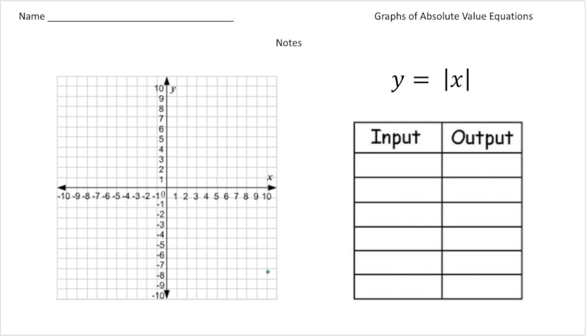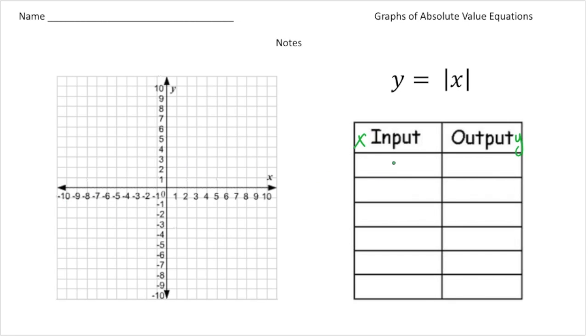So if you turn the page, let's graph our first function, which is y equals the absolute value of x. Remember, the input values are the domain and the output values are the range. The input values are going to be the x values, and the output values are going to be the y values. Now we're going to be restricted to the input values that are on the x-axis, so our highest is going to be 10 and our lowest is going to be negative 10.